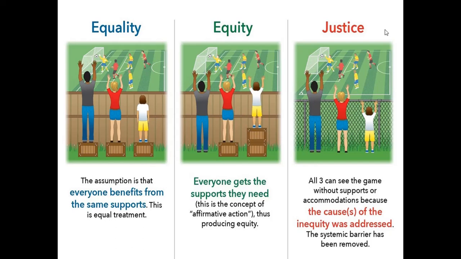Removing barriers sustains the development outcomes. But if you just support and give opportunities without removing the barriers, you can look at this barrier, the wall, which is different from this fence, which is visible, so everyone can view, and you do not have to provide support. So instead of continuous provision of supports, which is not sustainable, considering again the fact that resources are always scarce, it's better that you use those resources to remove barriers, and therefore the opportunities and outcomes experienced by everyone are sustained. So all three can see the game without support or accommodations, because the causes of the inequities were addressed. And this also applies in evaluation processes.